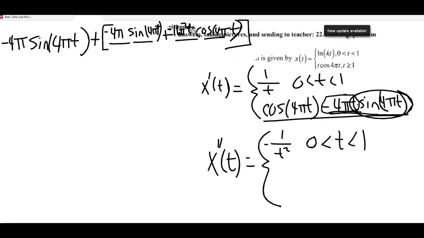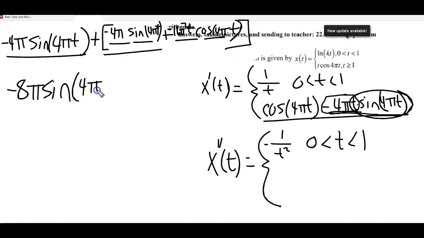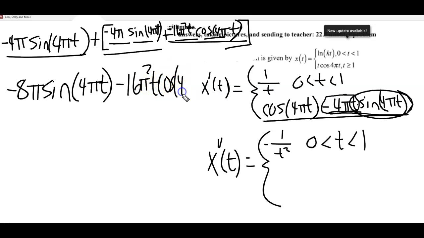Okay, and so there's that. Now an easier way to write this, by the way, notice that this and this are exactly the same. They're both negative 4 pi sine 4 pi t. We can combine those into negative 8 pi. I didn't do that on the sheet that I sent you, but it'll just be easier for me to squeeze it in there if I write it together like that. And then we have this last part over here, which is negative 16 pi squared t cosine of 4 pi t. Okay, and so that's what I'm going to put down here for the second one.